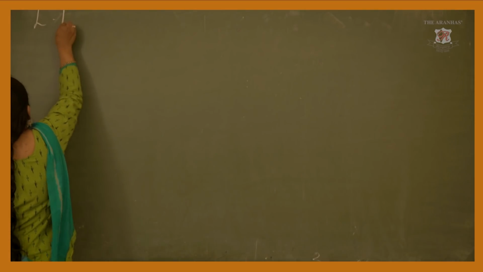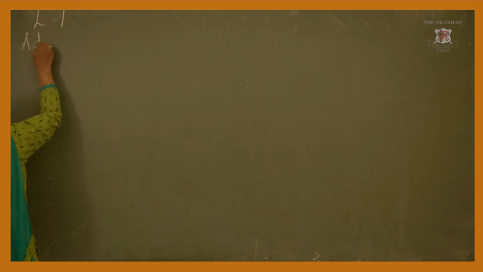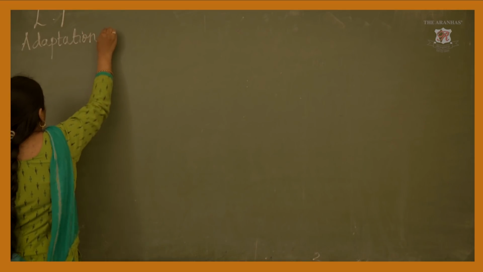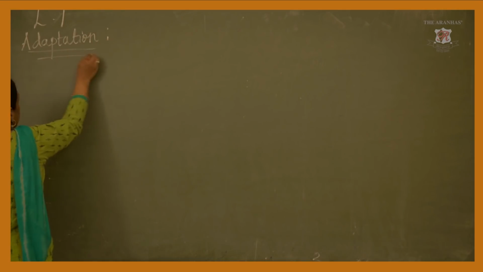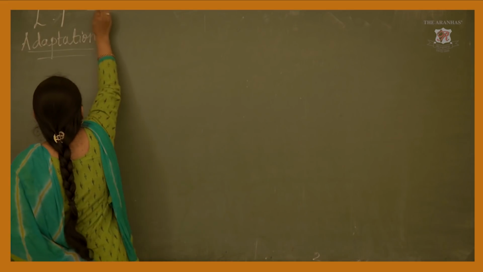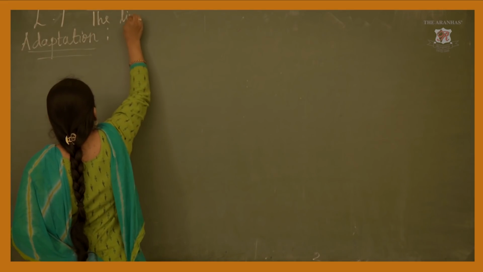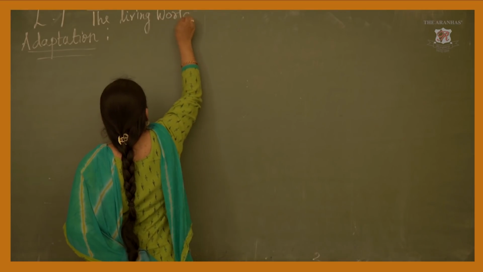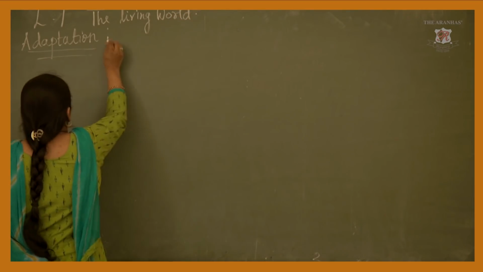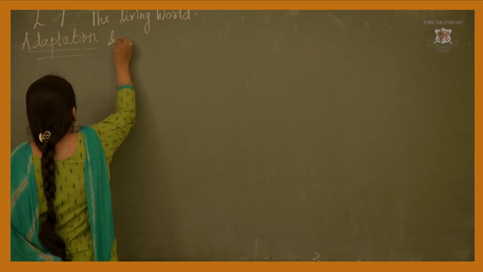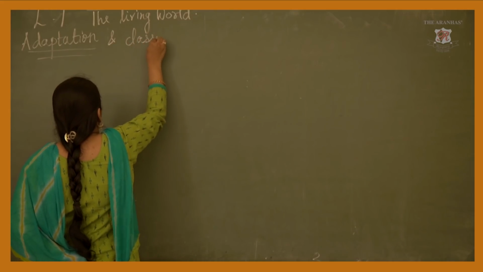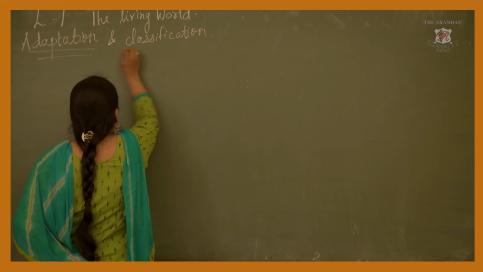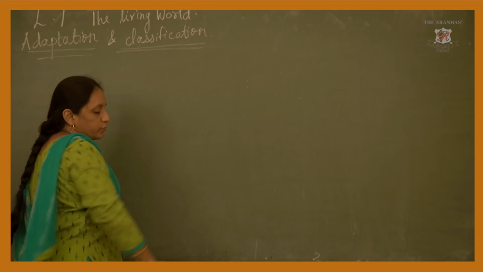Now chapter 1 is adaptation, as we have started. So what do you mean by this adaptation? It is the living world, and it is divided into two parts, adaptation and classification. So what do you mean by adaptation?